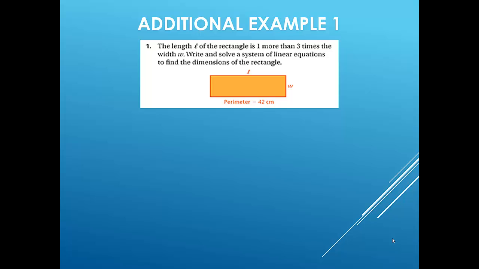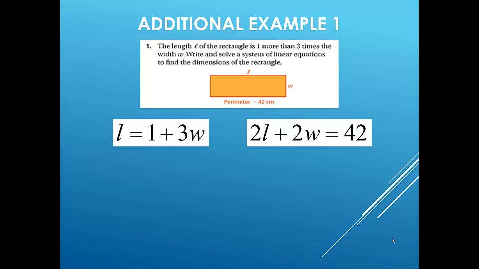So first we need to write our two equations. For our first equation, we have L equals 1 plus 3W, because it told us that L is 1 more than 3 times W. Our second equation would then be 2L plus 2W equals 42. We know that the perimeter is 42 centimeters, and we know that when we do perimeter, we do 2 times the length plus 2 times the width, and that is equal to our perimeter.